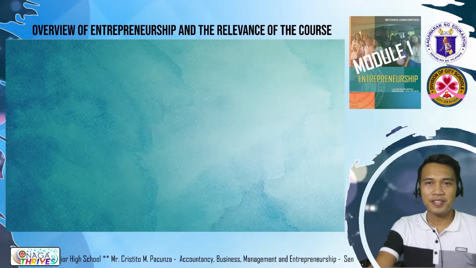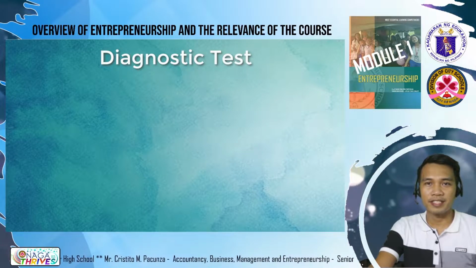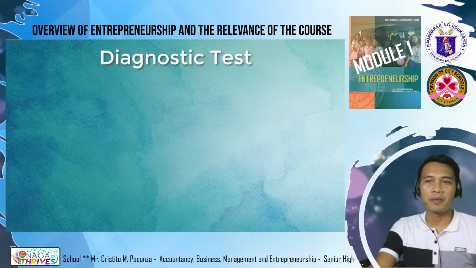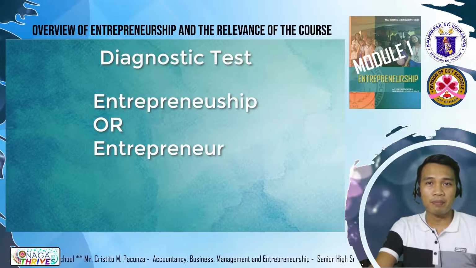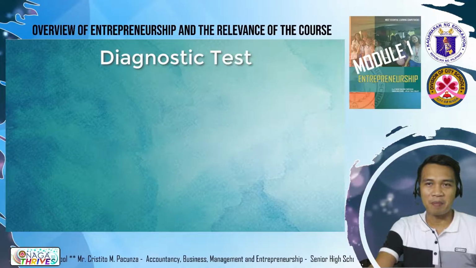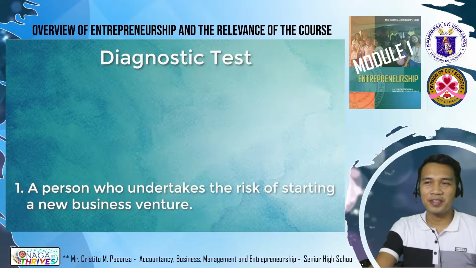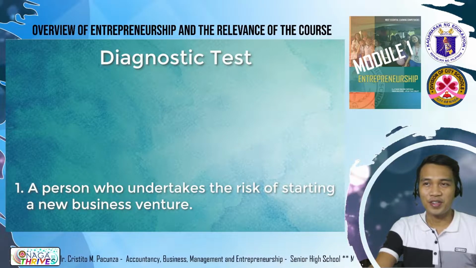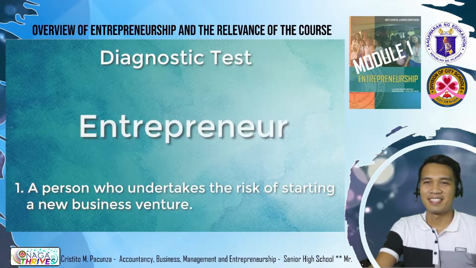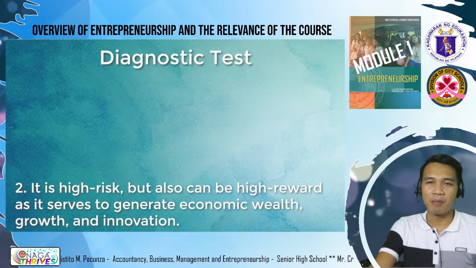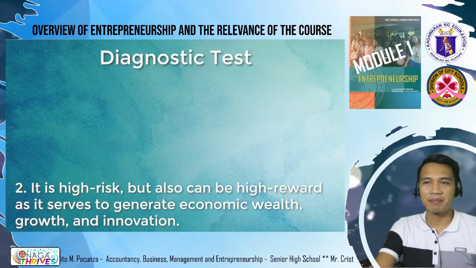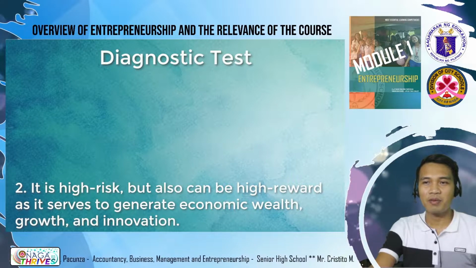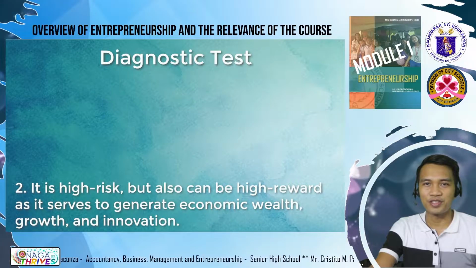Okay. First is we are going to have a diagnostic test. I'm going to read carefully the statements below and identify whether each refers to entrepreneurship or entrepreneur. Number one, a person who undertakes the risk of starting a new business venture. Is it entrepreneur or entrepreneurship? Yes, it is entrepreneur. Number two, it is a high risk but also can be a high reward as it serves to generate economic wealth, growth, and innovation. What is that?